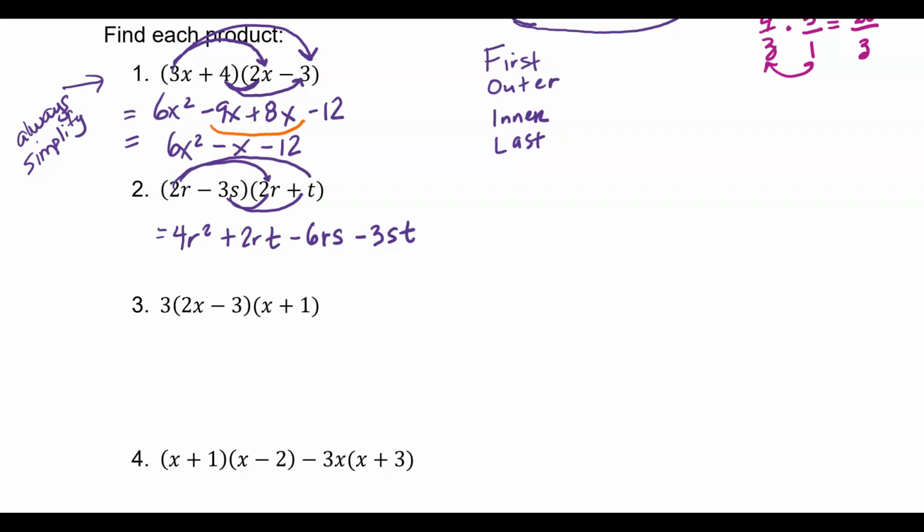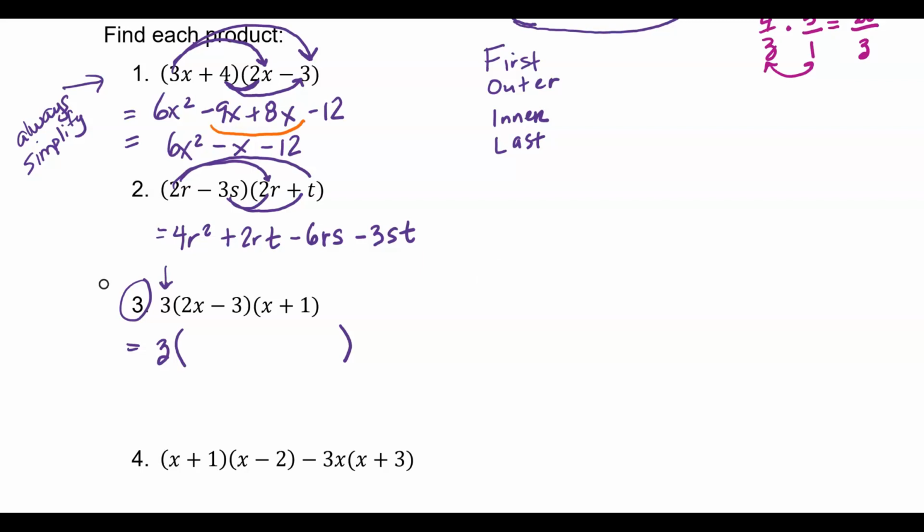Let's move on to number 3. Notice that there's a 3 in the front. So maybe I should not have done that. Hopefully that won't be confusing. But this is 3 times 2x minus 3 times x plus 1. What I like to do is simply write down the first number, but multiply the binomials together. So I do the hard part first and I come back for the easy part.